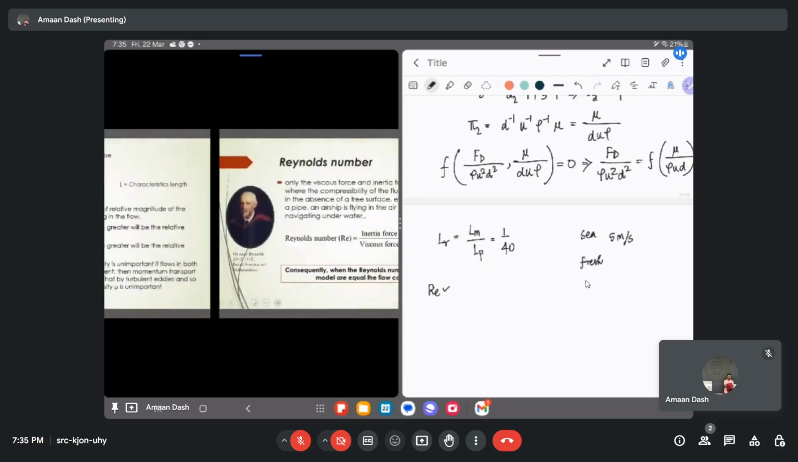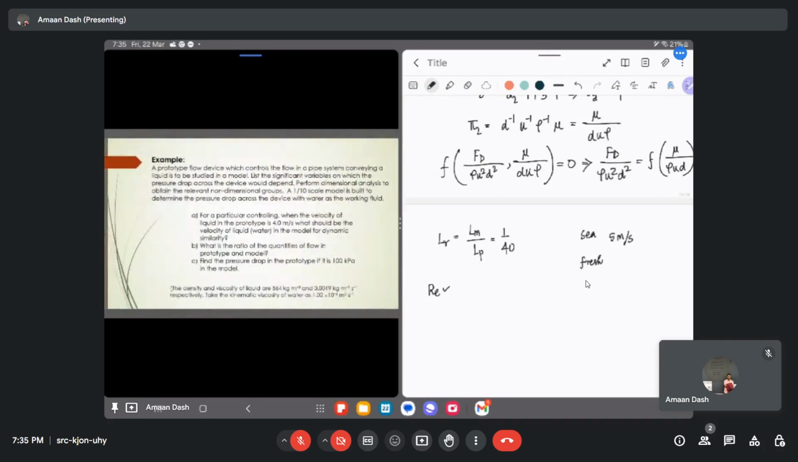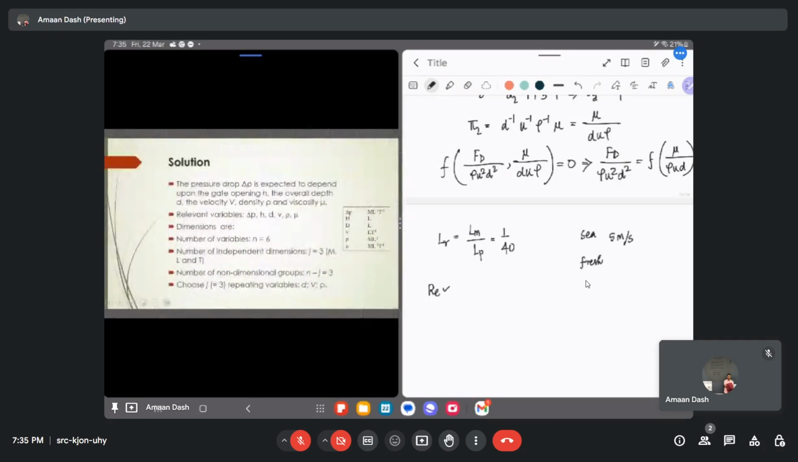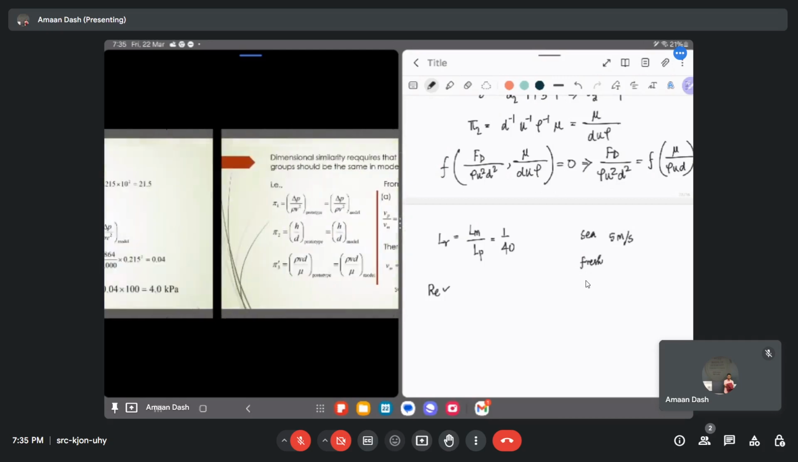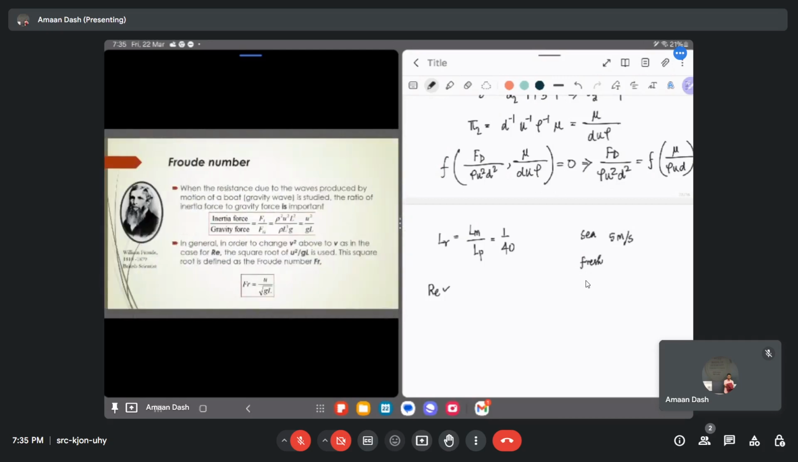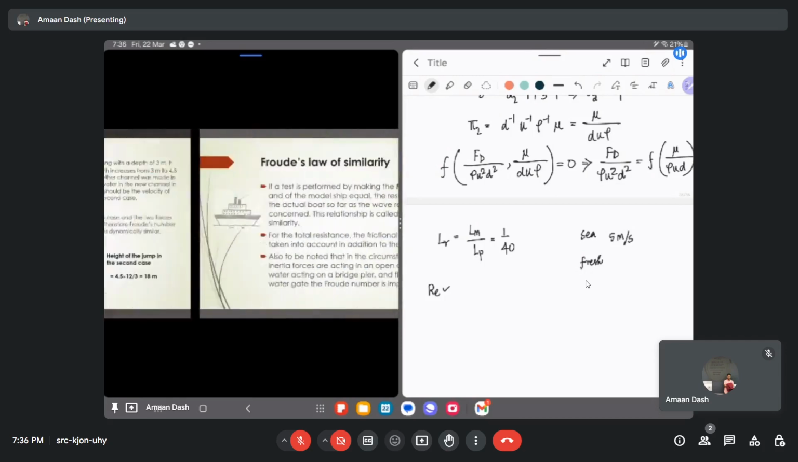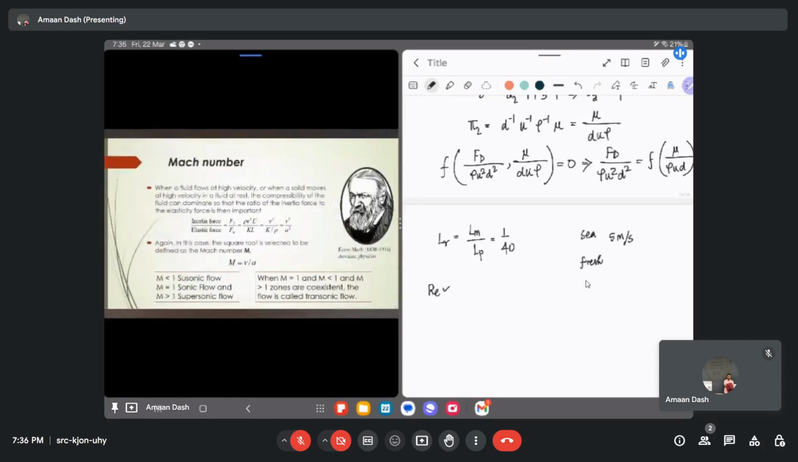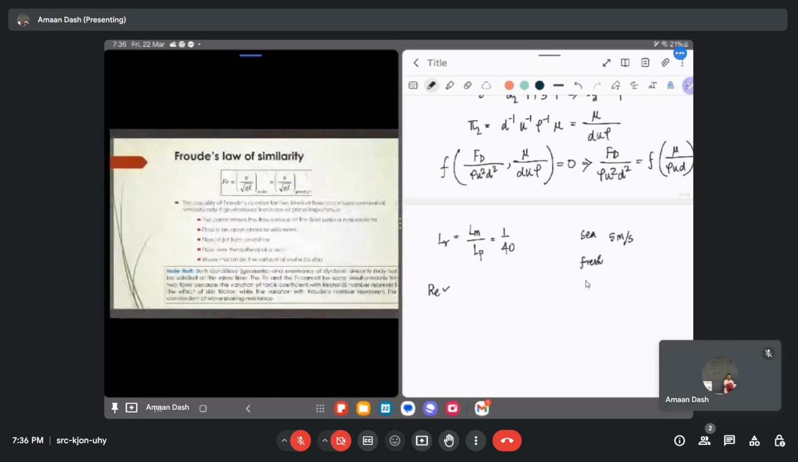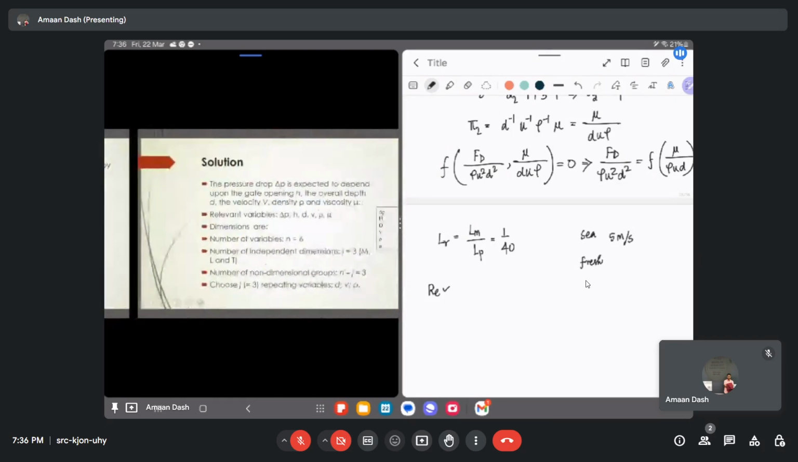And these are the different kinds of dimensionless numbers. One is the Reynolds number, one is the Froude number, and another is the Weber number. Mach number is also there. So I think you can easily understand all the dimensionless numbers.